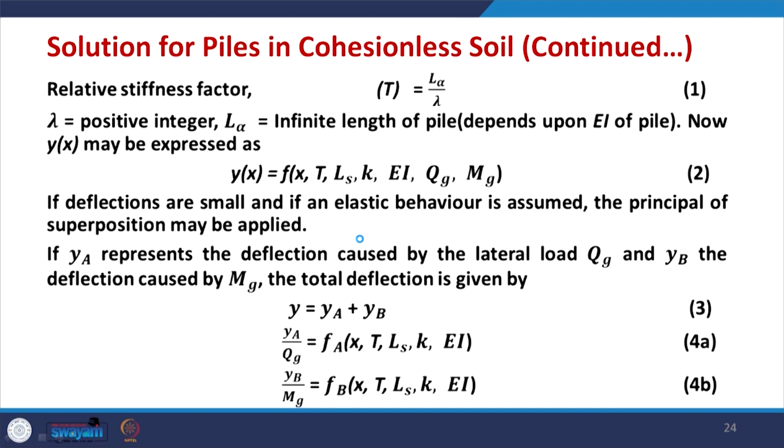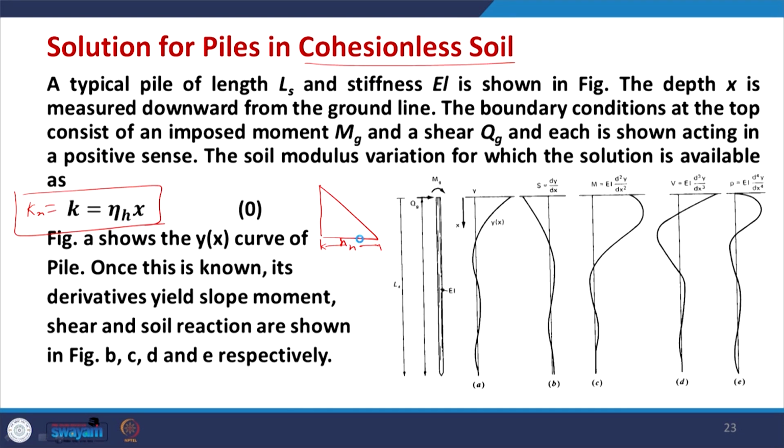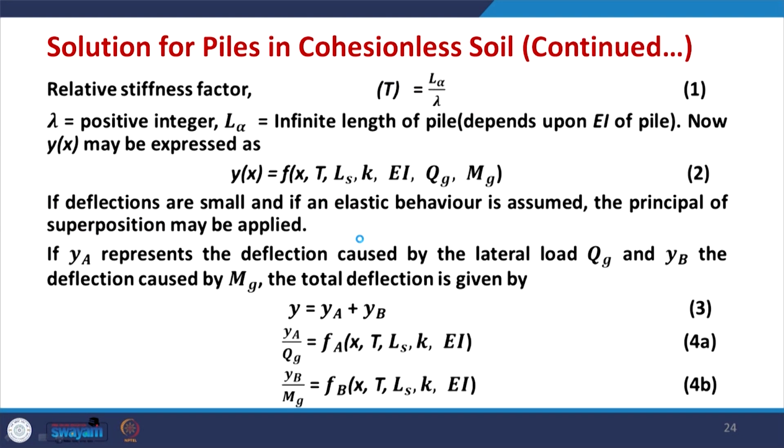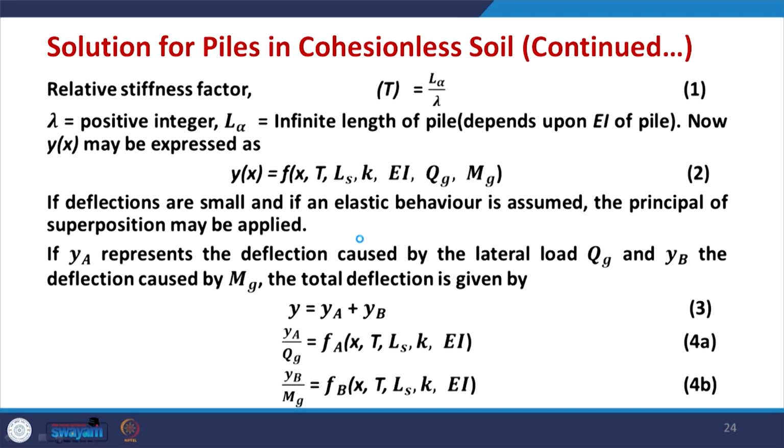Now, the issue is how to find the deflection y with respect to x; that is the basic problem. The relative stiffness factor in this case is defined by L alpha by lambda, where L alpha is the characteristic length and lambda is a positive integer. L alpha is the infinite length of piles, which we have discussed: the length after which there is no change in deflection due to pile length for a given load. Even if you increase the length beyond that, the deflection will remain constant. So, L alpha divided by some positive factor gives the relative stiffness factor T, and T is not dimensionless; rather, T will have the unit of length. Okay. So, now this deflection y, which is along the depth, will be a function of many factors.